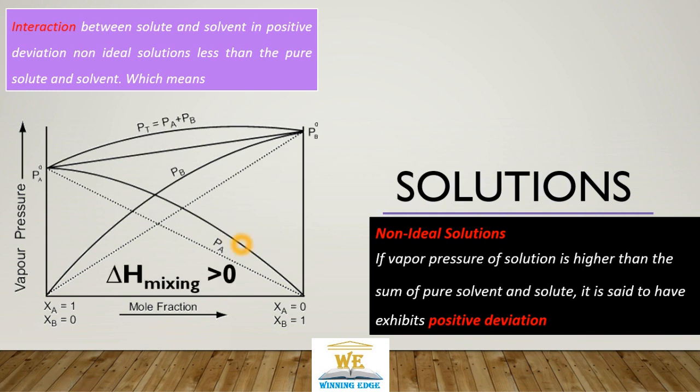Delta H of mixing in such a case will be greater than 0. Similarly, delta V of mixing will be greater than 0. There will be expansion in volume. An example is a mixture of ethanol with acetone. They are an example of a positive deviation non-ideal solution.